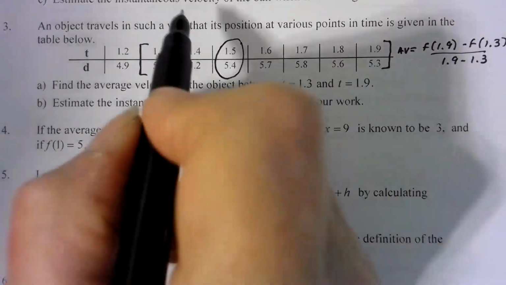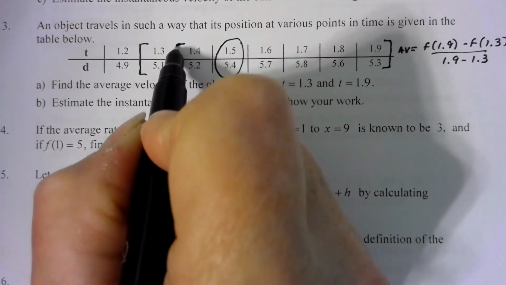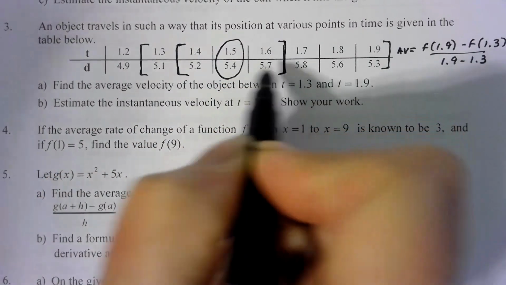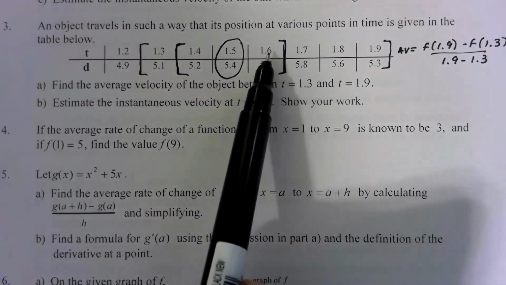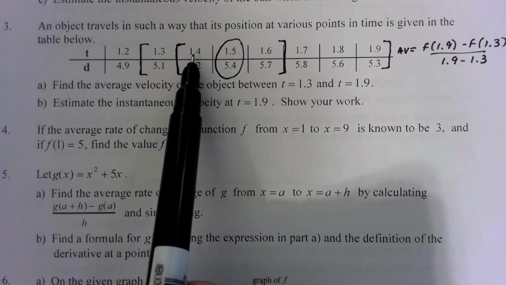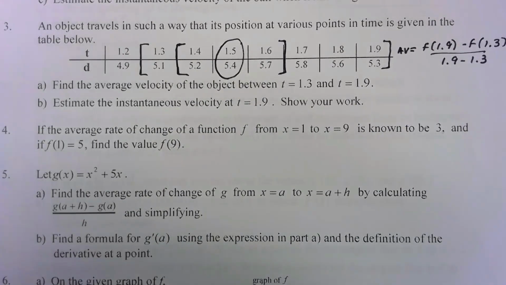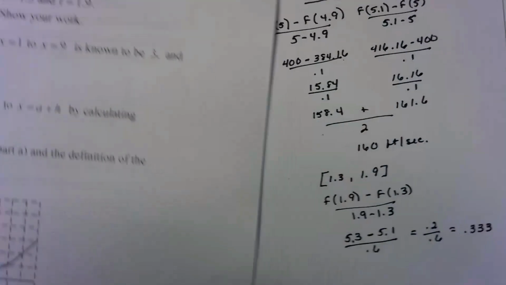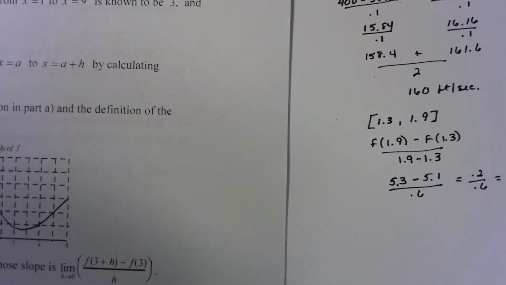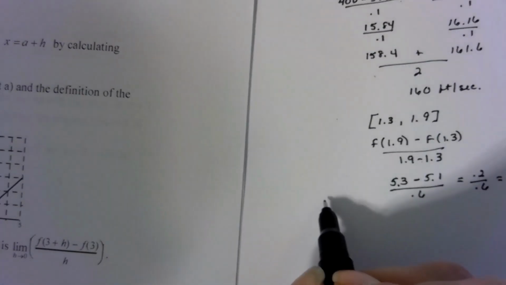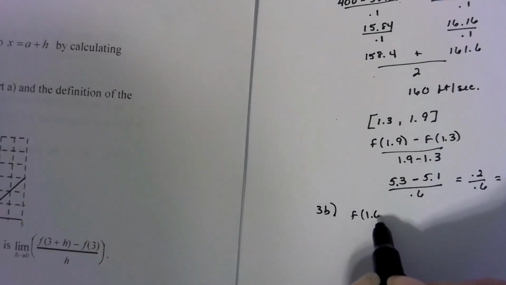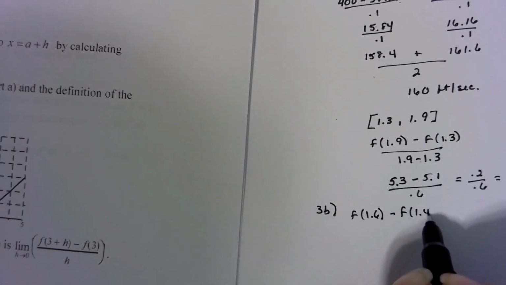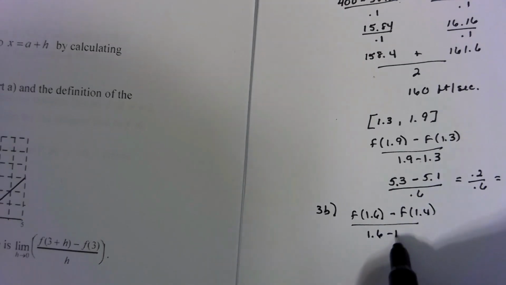Rather than that, I can say, well, this is the interval that I'm working in. Make sure you put that point in question right in the middle, and then have 2 endpoints, and then you can just do f of 1.6 minus f of 1.4 over 1.6 minus 1.4, and that's going to give you the same answer. So let's do that. So in 3B, we're going to have f of 1.6 minus f of 1.4 over 1.6 minus 1.4.